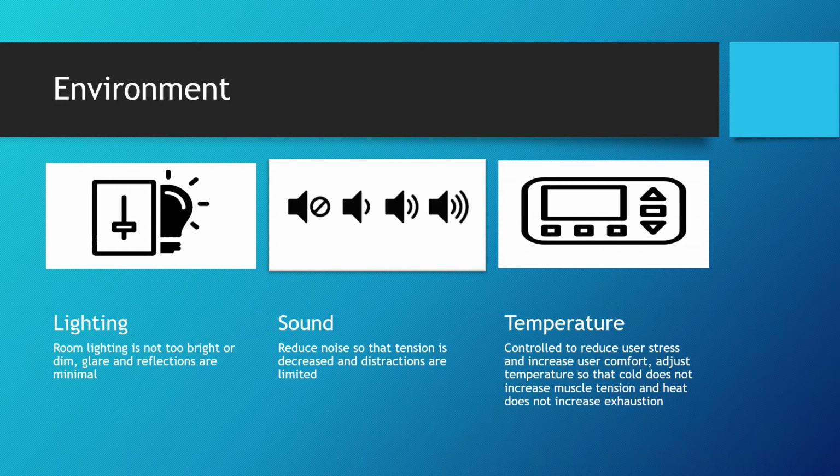The lighting in the room should be adjusted so it is not too bright or dim, and in such a way that any potential glare or reflections can be minimized. Sound should be reduced so that it does not create increased muscle tension or distraction for the computer user. Temperature should be controlled so as to not provoke the user's stress, but to increase their comfort. Again, adjust the temperature so that the cold does not increase the user's muscle tension. Control the heat so it does not contribute to the user's exhaustion.